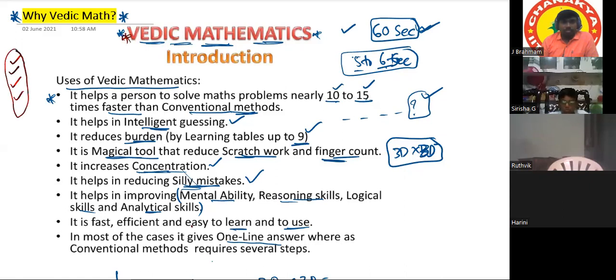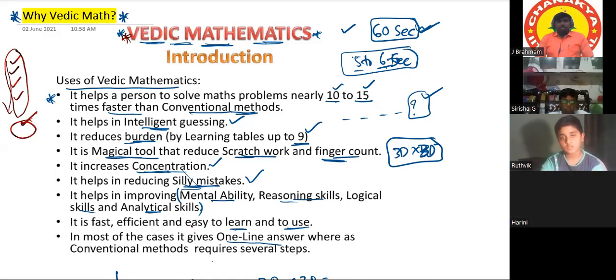Okay, so some people may ask how these Vedic maths techniques are helpful for our academics also. Yes, in academics also, it will be helpful to verify our answer. After doing all these procedures, finally you got one answer, and whether your answer is correct or not, you can cross check using Vedic techniques. So for this purpose we are going to learn Vedic maths.